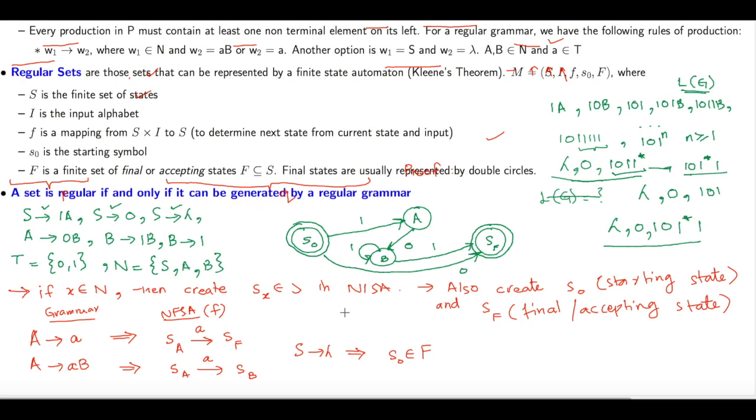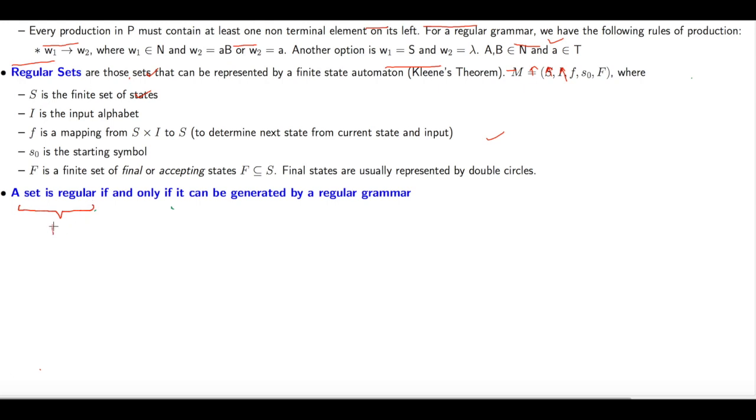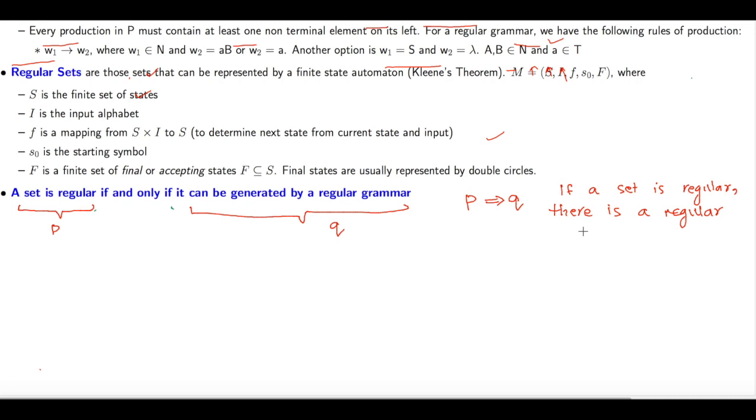Now this was my P and this is my Q. Now we want to prove this part. So in other words, what do we want to prove? We want to prove that if a set is regular, there is a regular grammar that generates it. Okay, so now we are given this.